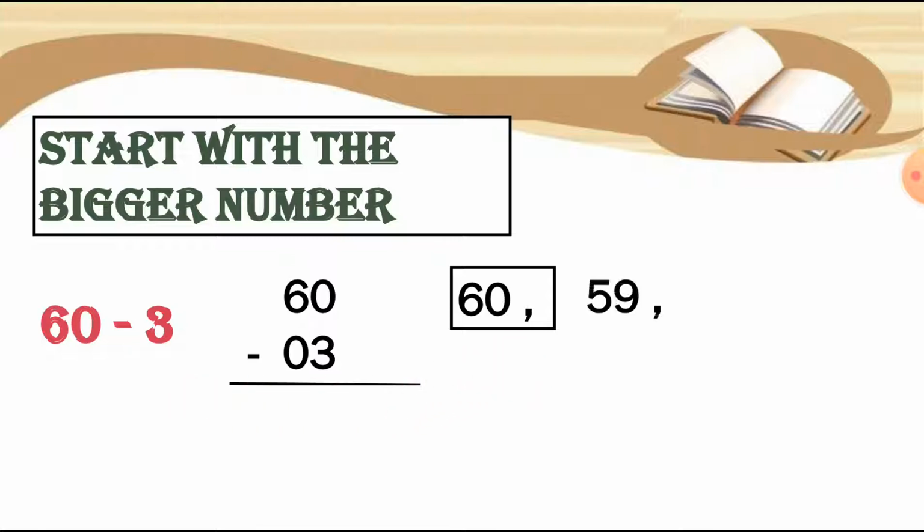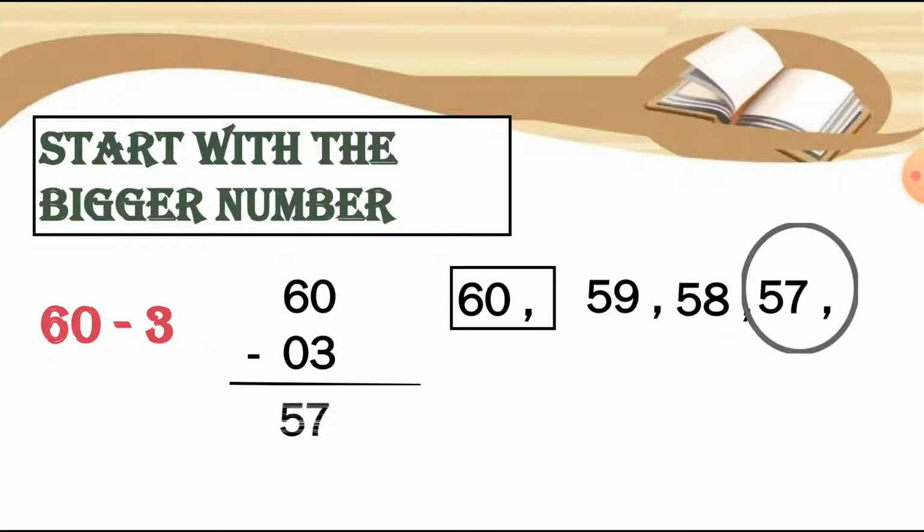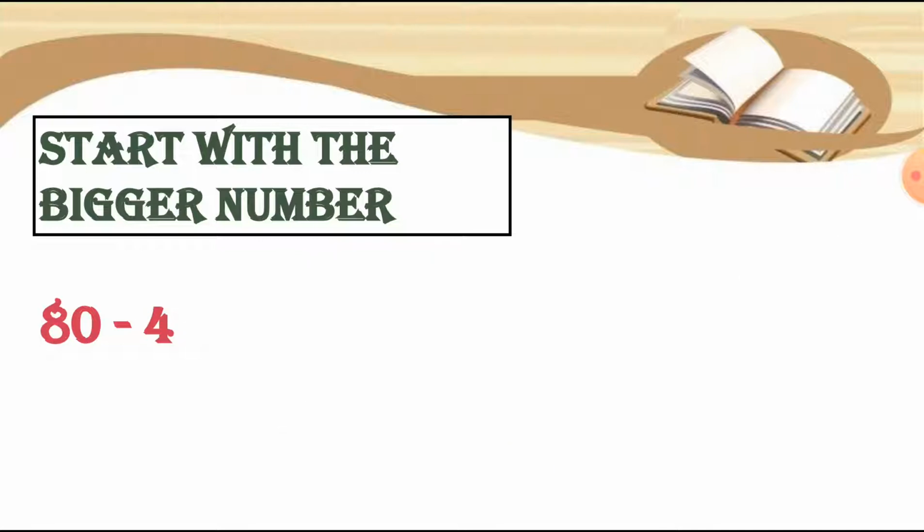Before 60 the number 59 comes. Before 59 the number 58 comes, and then 57. So the third step is 57. So the answer is 57. If you cut 3 from 60, you get the answer 57. So you can write down the answer 57 this way. Here you can see. Now this is the way we can count backward to solve the subtraction sum. Hope you understood this topic, that we can easily subtract numbers with the help of backward counting.